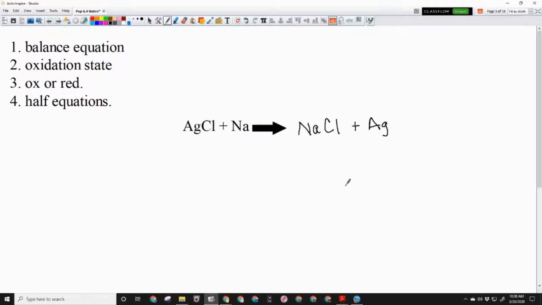All right, so we want to assign oxidation numbers. So chlorine's a -1. That means silver is a +1. This is a standalone element, so it's 0.